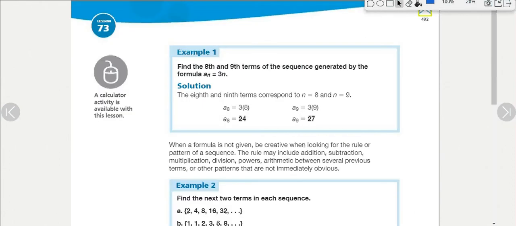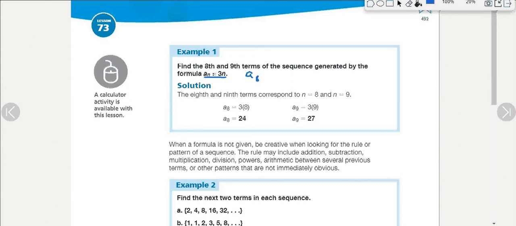In example 1, they say 8th and 9th term for this formula. We don't even need to see the list. We just need to know the formula. A subscript 8, or 8th term, is 3 times 8. N, anywhere you see n, you stick in an 8. Now for the 9th term, I do 3, and there's an n, 9. Using this formula, I plugged in 8 and 9, my two n's. 3 times 8 is 24. 3 times 9 is 27. Just plugging in where you're given values for n.